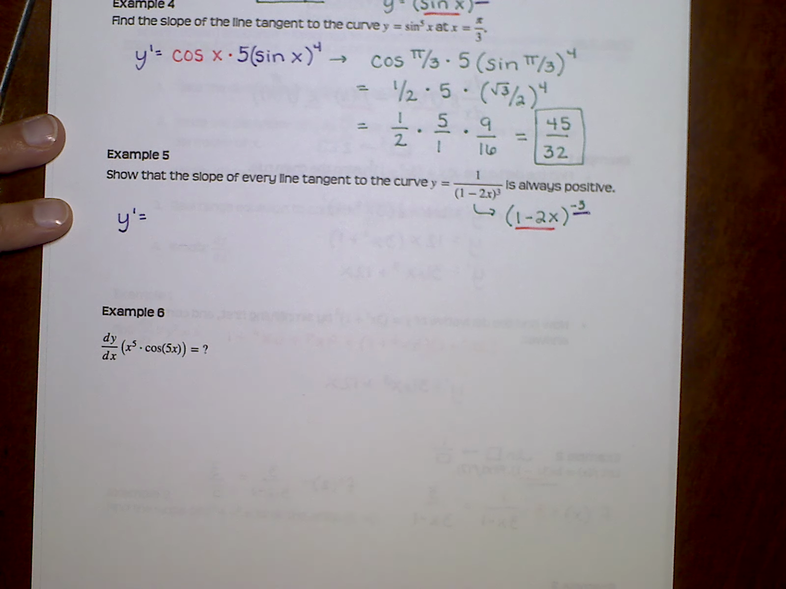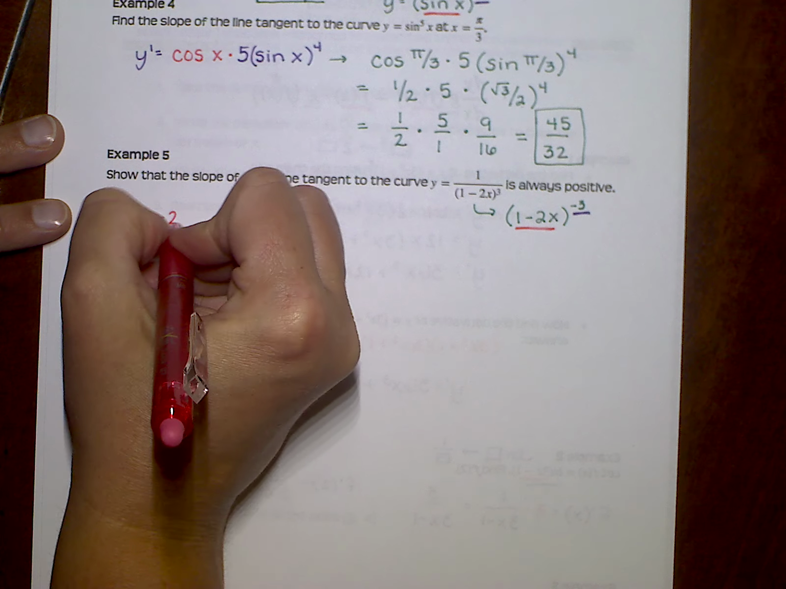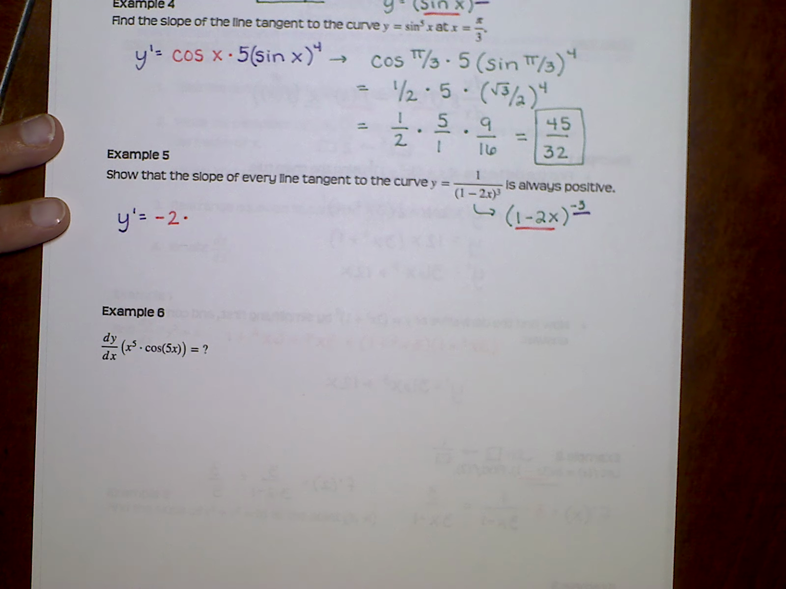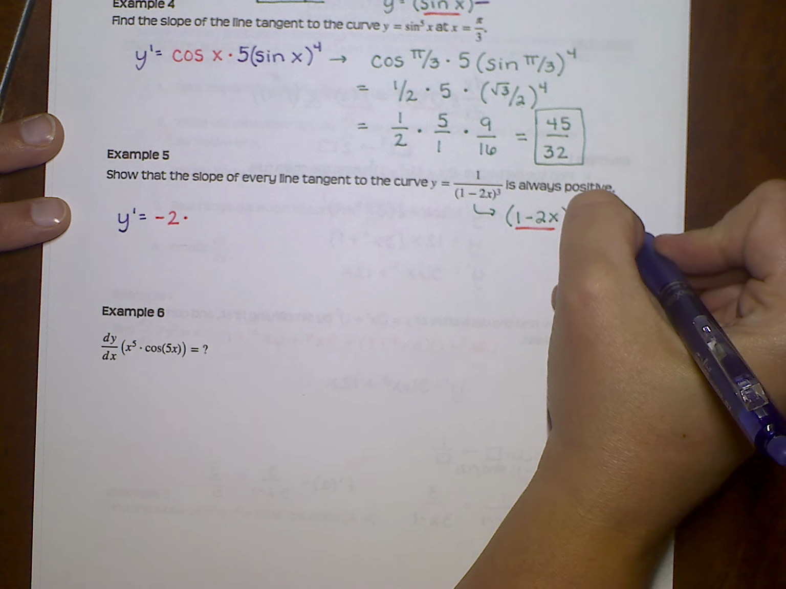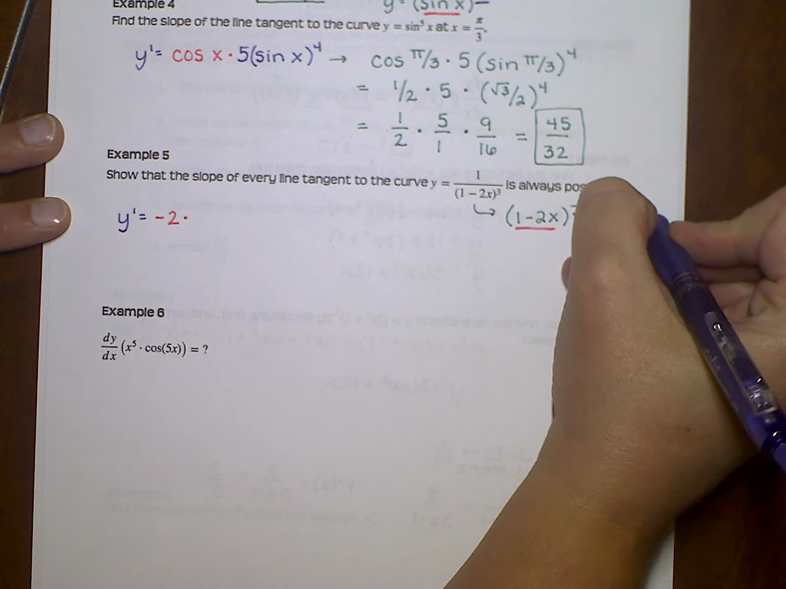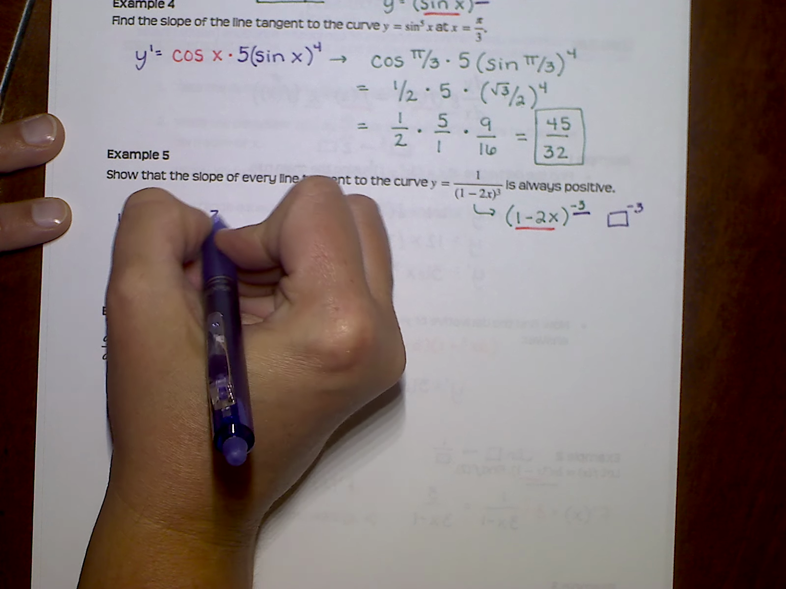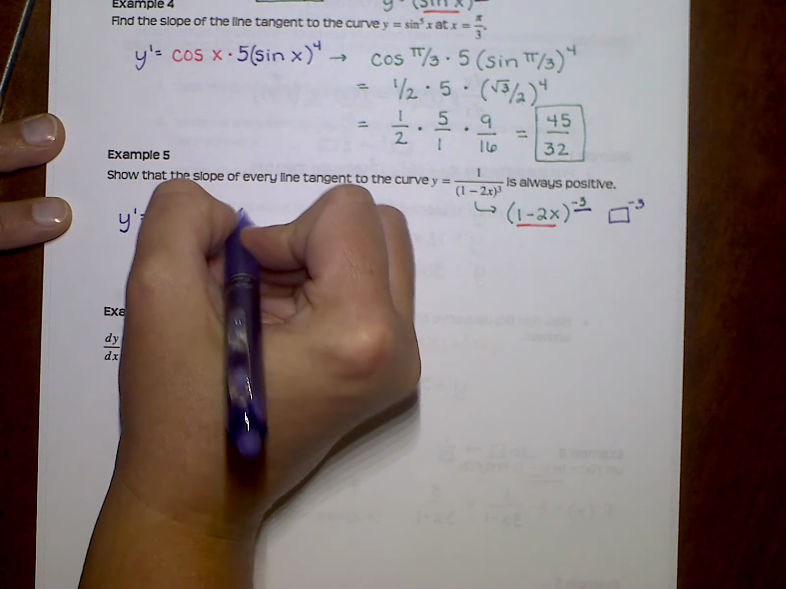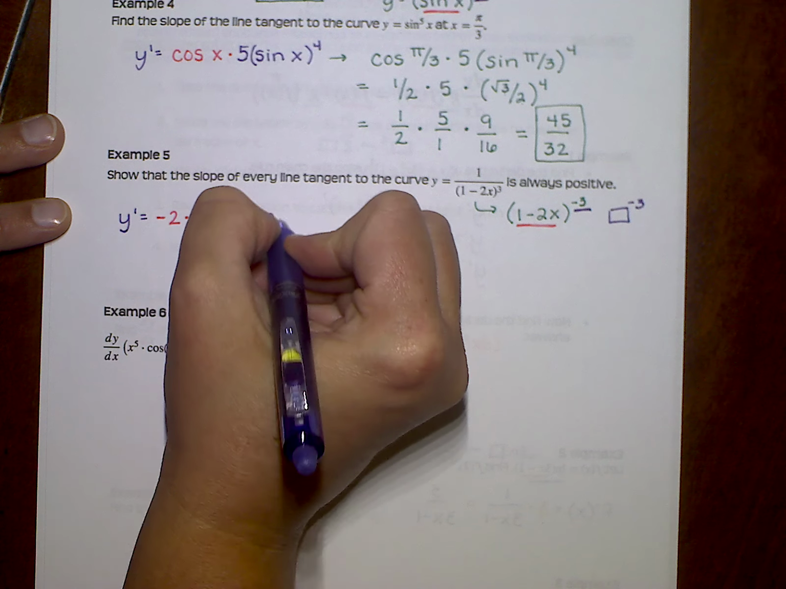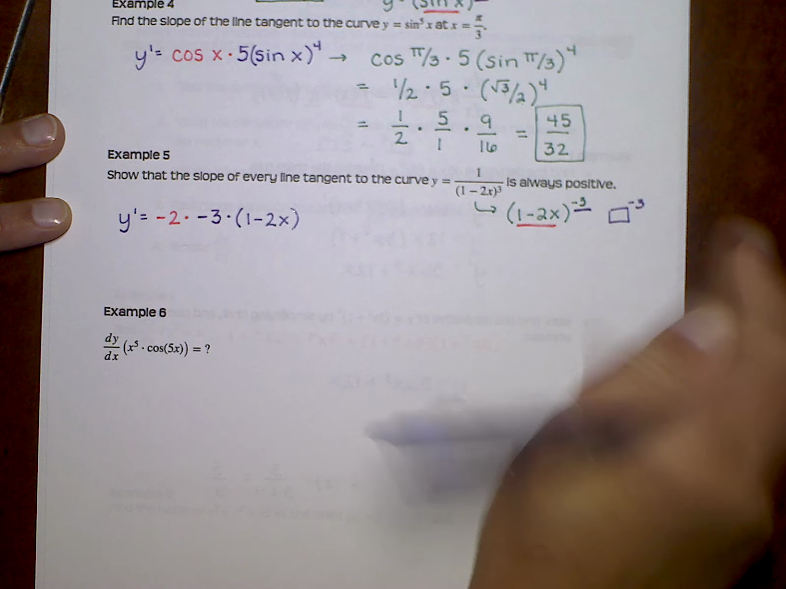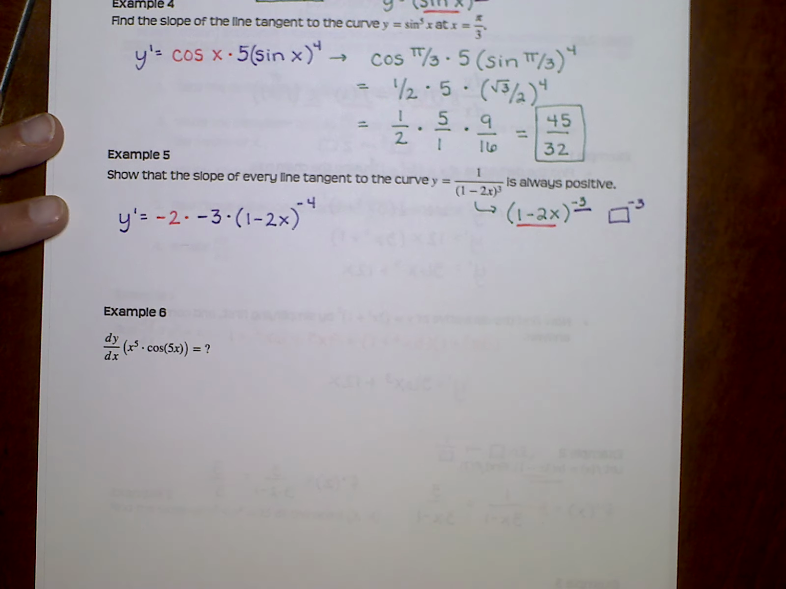My inside function, 1 minus 2x, has a slope of negative 2, or a derivative of negative 2, I should say. And then for my outer function, if I'm thinking about something to the power of negative 3, for that derivative, I'm going to bring down the negative 3 times whatever's in that box, the parentheses, so 1 minus 2x. And then I'm going to subtract 1 from the exponent, so that's a power of negative 4.